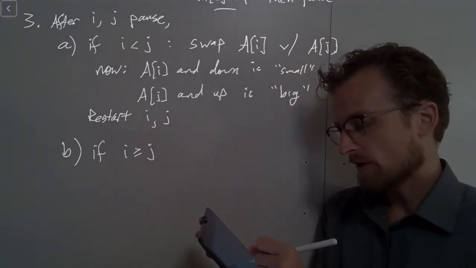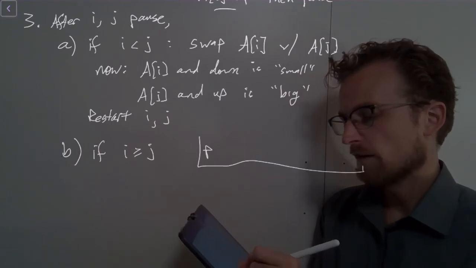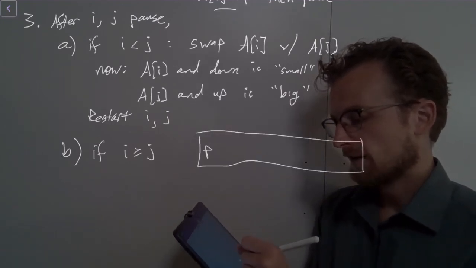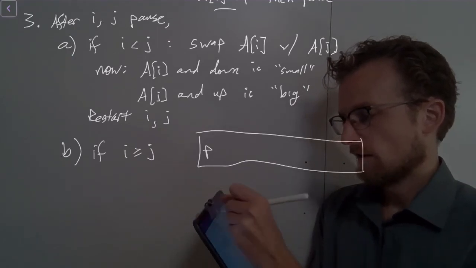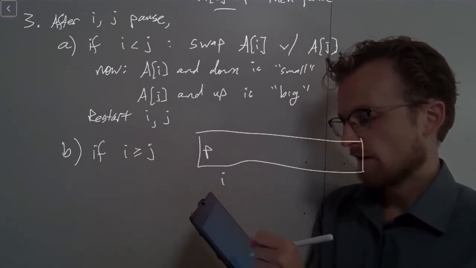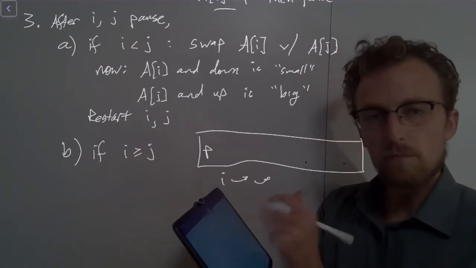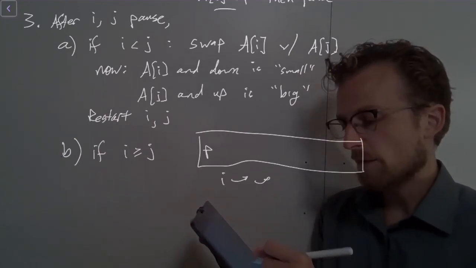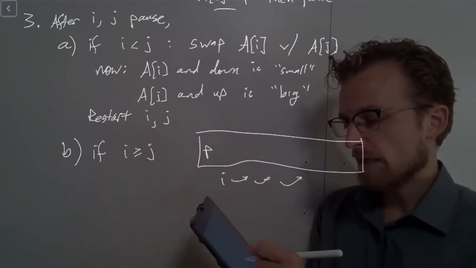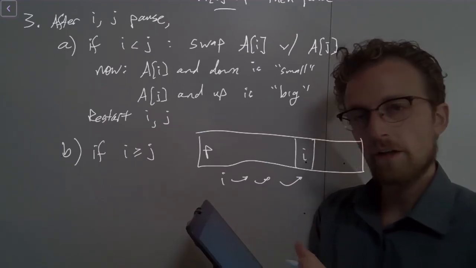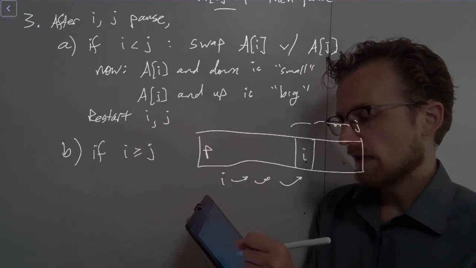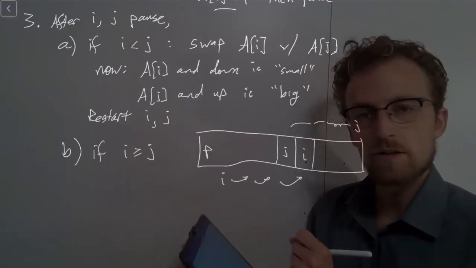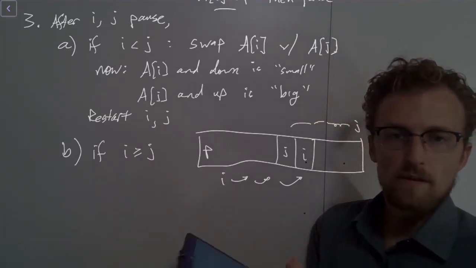Well, let's draw the picture. So we've got P here. We've got i started here and went up and up and up, and maybe we swapped stuff, but it kept going up, and it landed on a place right there. And j started here and it went down and down and down and landed on a place right here. So that's where they stop somehow.